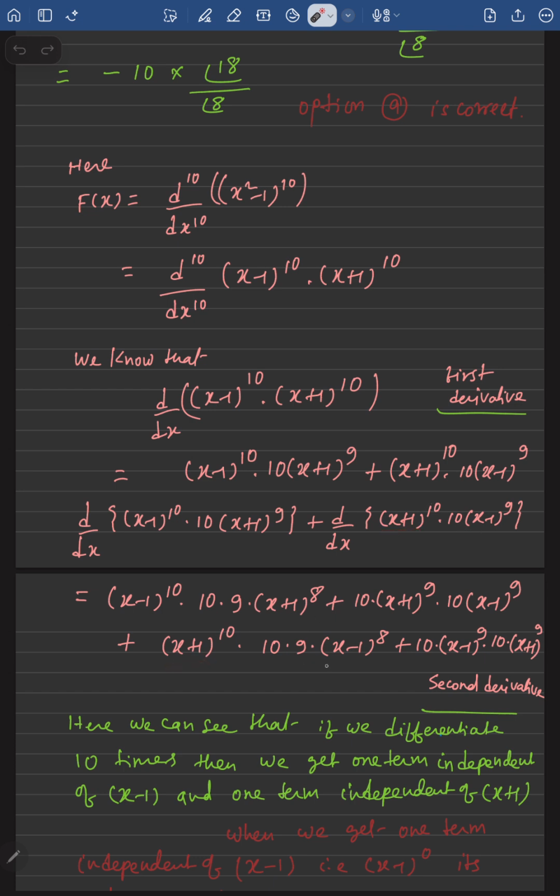This will give you 10 into 9 into (x minus 1) power 8, plus this whole will come here and 10 into (x plus 1) power 9. This is the second derivative. In this way you have to do it 10 times.